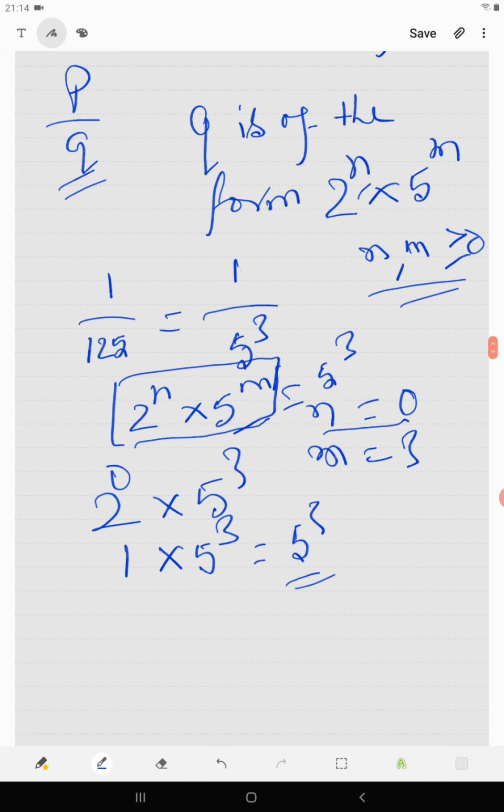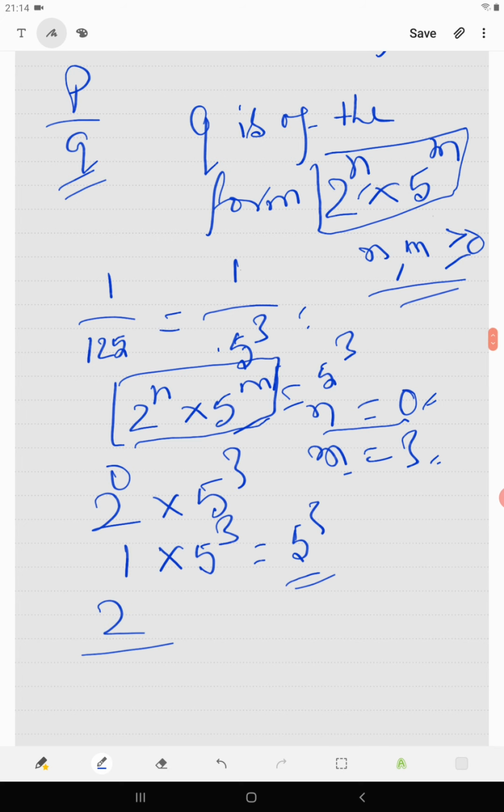You see, n is greater than or equal to 0, of course this is satisfied. M is greater than or equal to 0, this is also satisfied. And it has only factors of 2 and 5. There is no other factor. Correct? You can see this. We have only a factor of 5 over here. So it's terminating. I don't need to divide it. I can simply tell yes, it's terminating. Now, take another example.